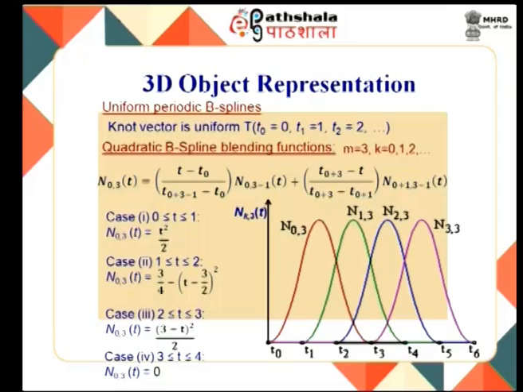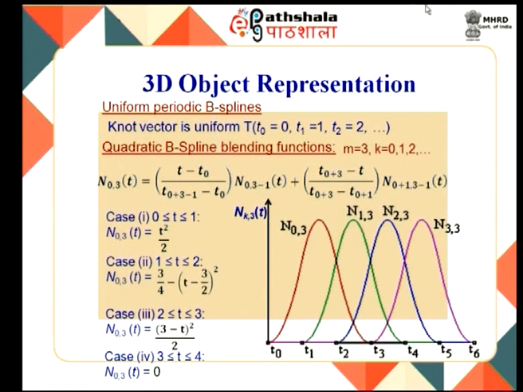So let us continue with the next, that is quadratic B-splines where m is equal to 3. Later we will discuss the other types like the constructive solid geometry mechanisms, sweep representations, and fractals, and with that we will be concluding the 3D object representations part. So let us continue the discussion of splines with the quadratic B-splines.